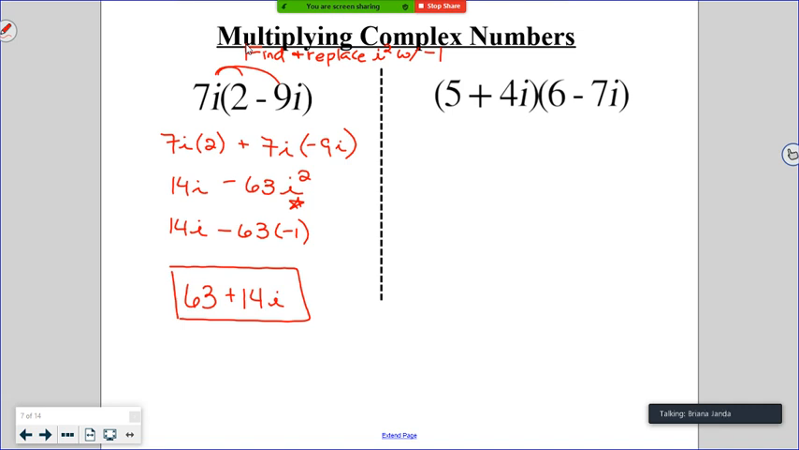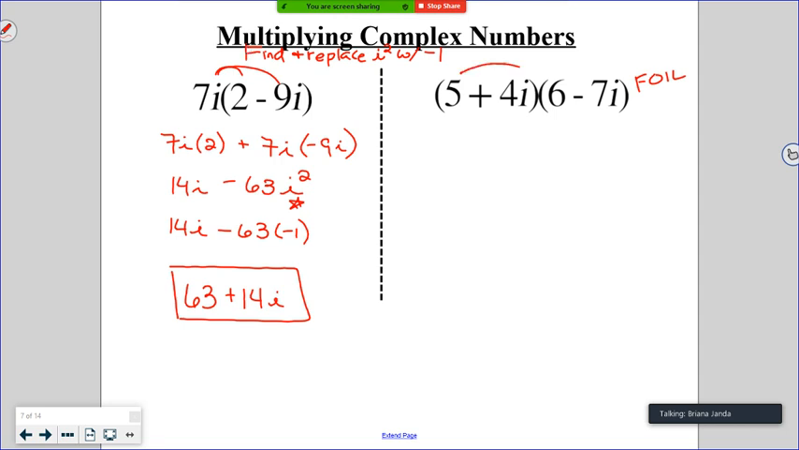Same thing with your FOIL. I've got 2 things times 2 things. I FOIL, and we don't change the fact that we FOIL. That will remain constant, even though they are i's instead of x's. The only thing I'll do is when I'm going to clean it up at the end, I won't leave any I squareds in my answer. I will replace and combine my like terms.